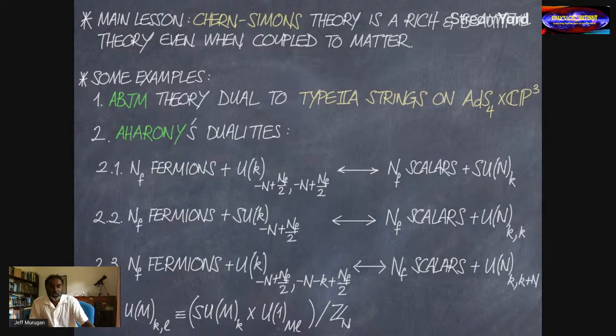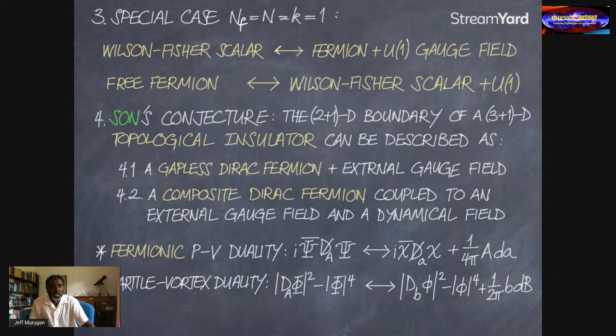Well, one particular special case of these Aharony dualities is if I set everything I can to 1. So in particular, I set the number of fermions to 1, I set the rank of the gauge group to 1, I set the level of the Chern-Simons gauge fields to 1. So NF equals N equals K equals 1. Well, there, the three dualities in the Aharony list of dualities collapse down to 2. And they really say the following.